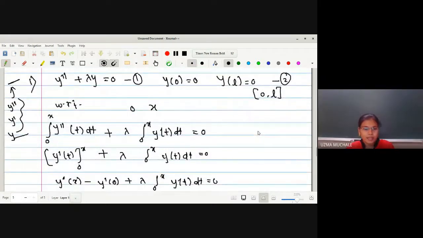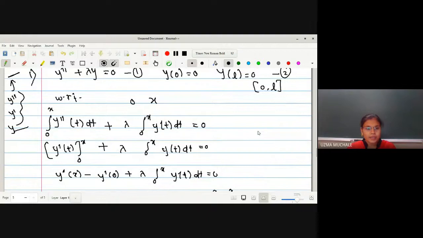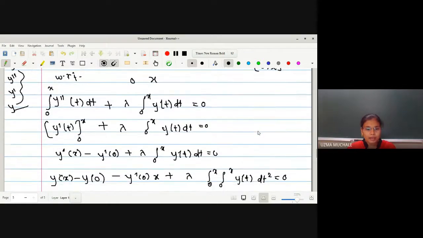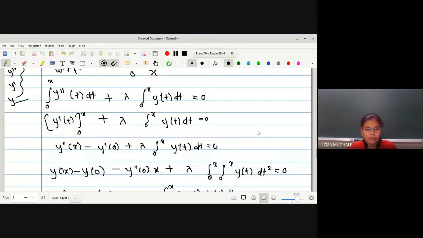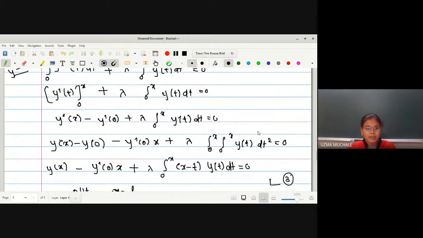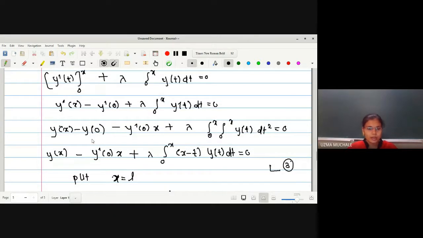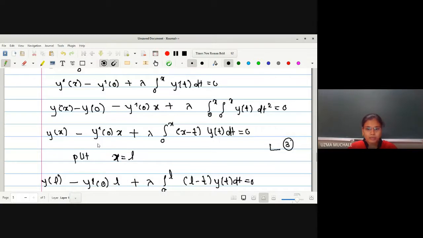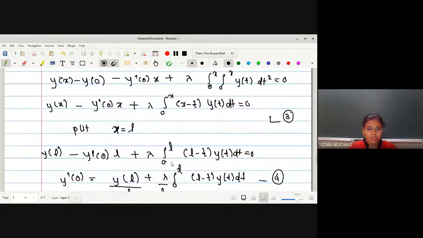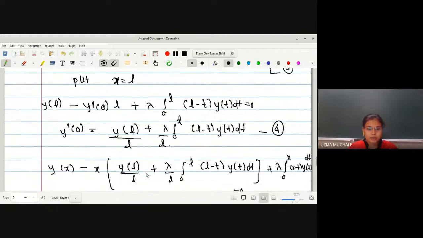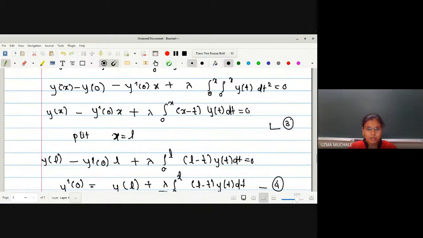Let us see once again what we have done. Direct integration we have to do. After integrating directly, we just keep the value of y dash of 0 as it is. Again, we integrate and substitute the value of y of 0 is 0. After substituting, you get one equation in terms of y of x, which you rename as equation 3. If you want to find the value of y dash of 0, put x equal to L. After putting x equal to L, you can get this value. This equation 4, you have to put in equation 3.